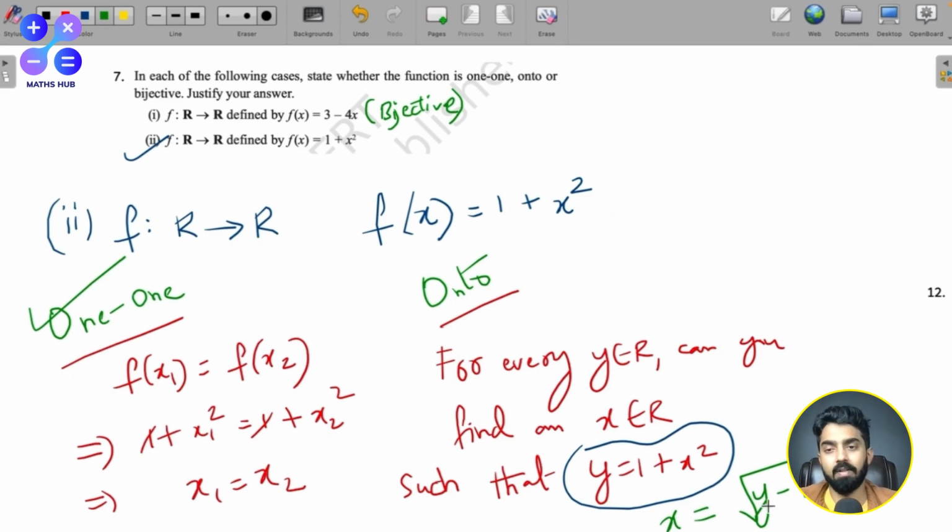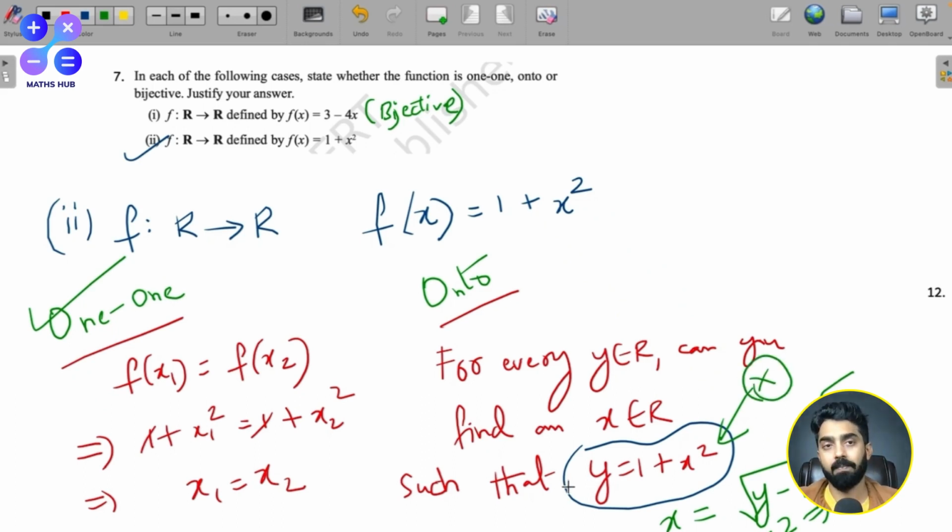No, because if y is less than 1, you will not be able to find an x for that, right? If you have y equals minus 2, then this will become root of minus 3. So that does not belong to the set of real numbers. So in this case, this does not hold. So you will not be able to find an x for every y.